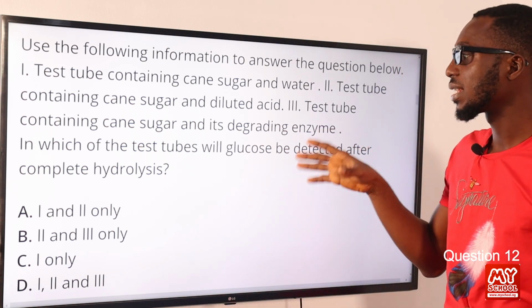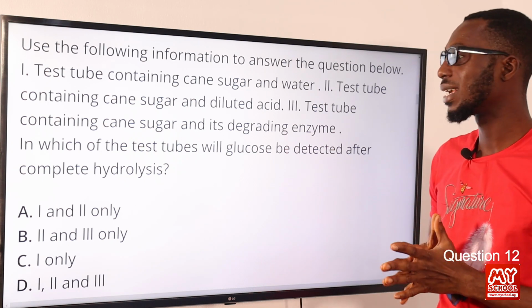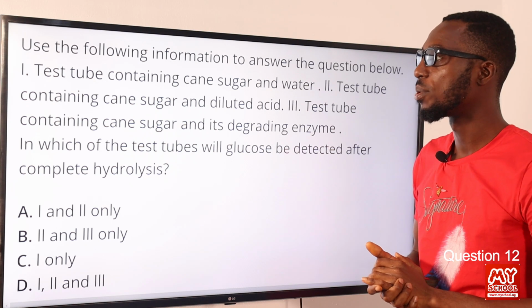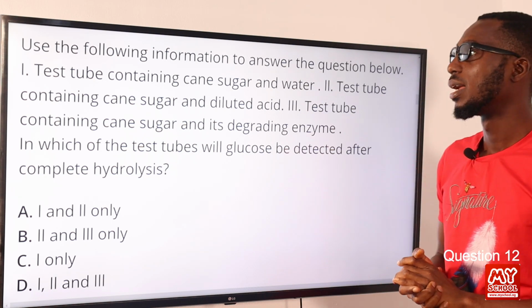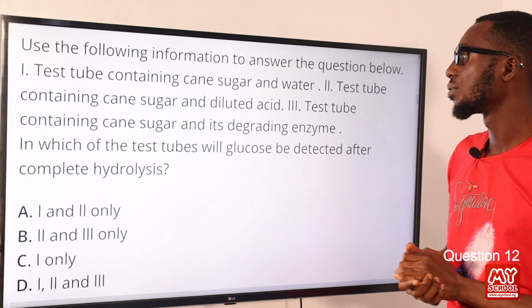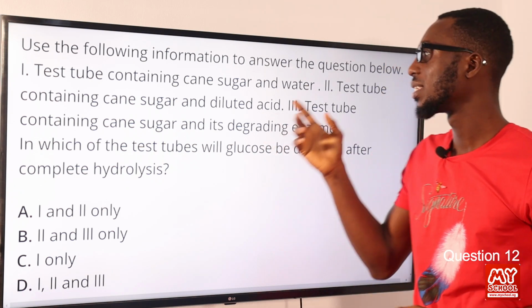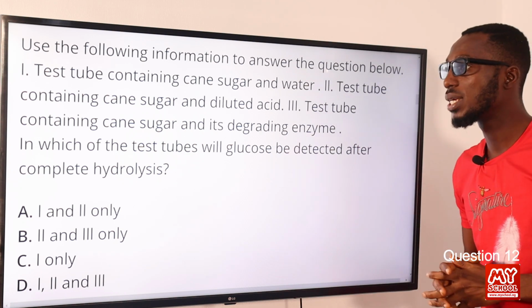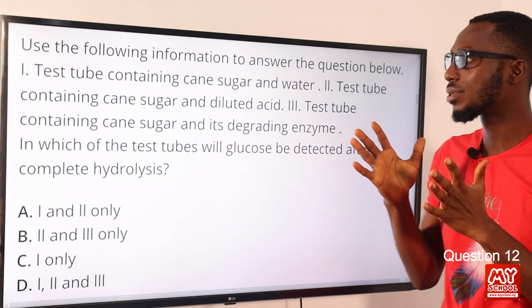In which of the test tubes will glucose be detected after complete hydrolysis? All right, so let's consider test tube 1. Test tube containing cane sugar and water. Hydrolysis cannot happen this way, okay? Let's look at test tube 2. Test tube containing cane sugar and dilute acid.